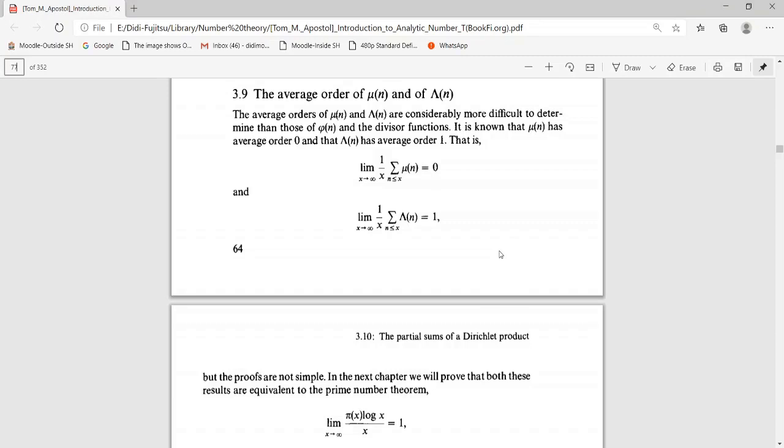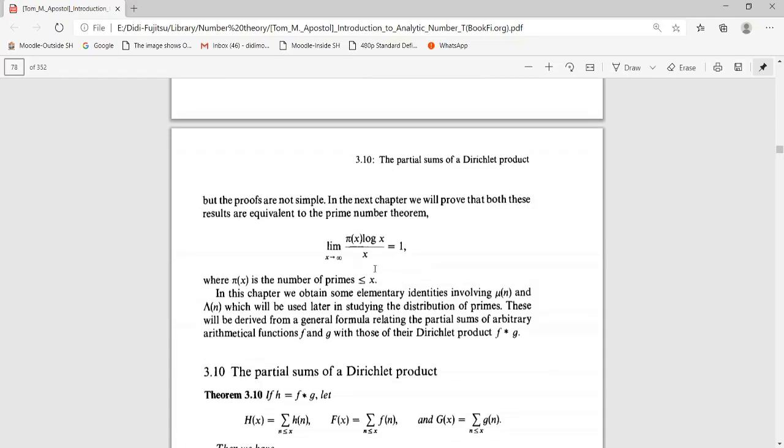Now we have section 3.9. In 3.9, we need to discuss the average order of mu of n and lambda of n. So we need to consider the partial sum and all. Before dealing with this, we need to mention some remarks. If we consider the partial sum and average order of this, you will get two equations: limit x tends to infinity 1 by x summation n less than or equal to x mu of n equal to 0, and limit x tends to infinity 1 by x summation n less than or equal to x lambda of n equal to 1. So actually these two results are equivalent conditions of the prime number theorem.